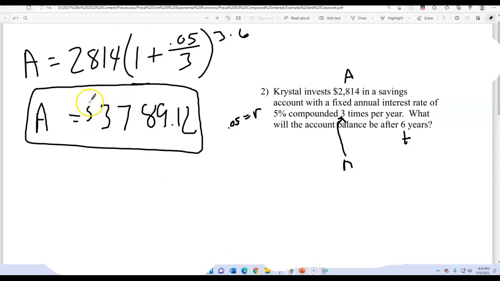And so what does all this mean? This means that if this person invested $2,814 into a savings account, and that bank told her they would give her 5% additional 3 times a year, after 6 years, the amount that's in the bank would have gone up from that to that. It's pretty good.